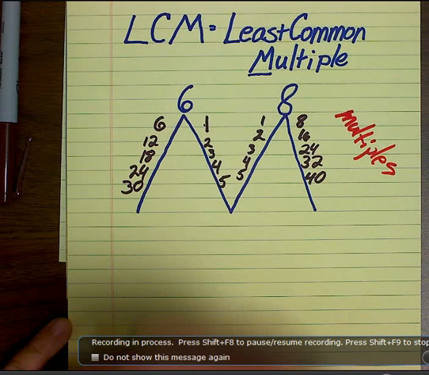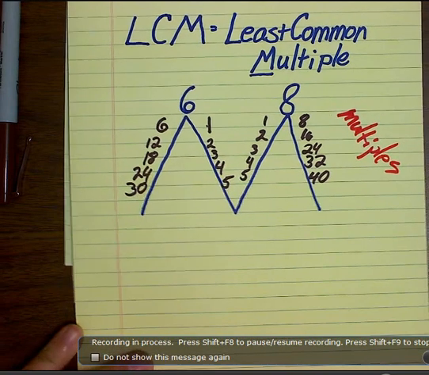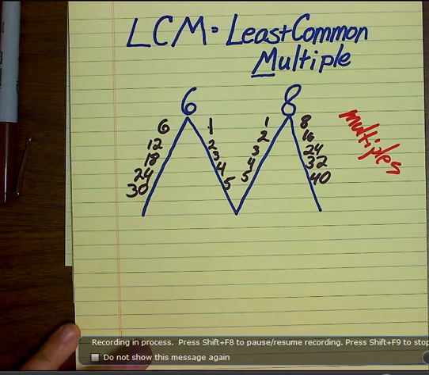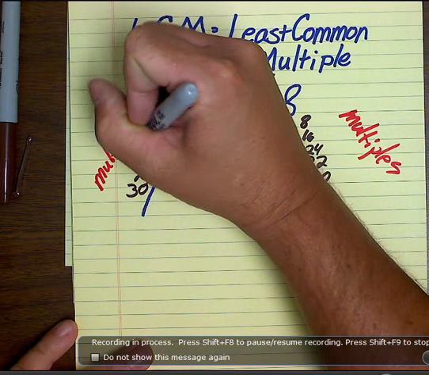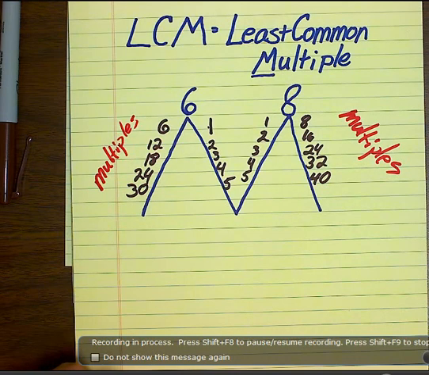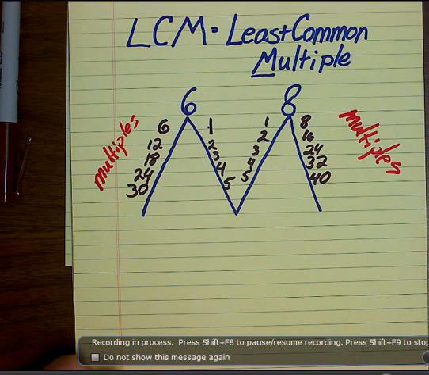Okay, and if you don't have this example in your composition book, you need to put it in your composition book. Okay, the numbers down the outside are what we call the multiples.